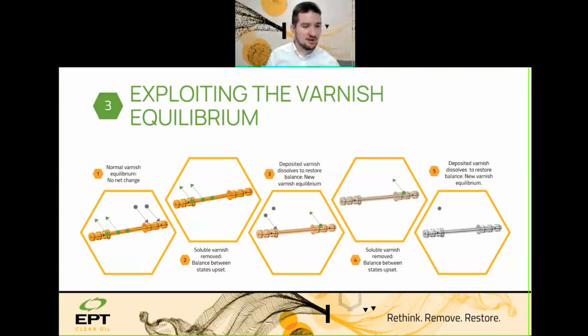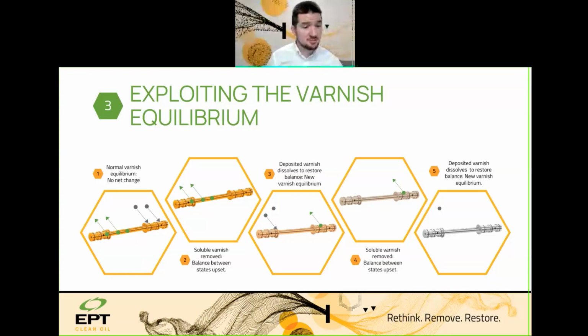Insoluble varnish we've shown as green dots here. Soluble varnish floating in the oil around the spool is shown as gray dots. And you can see that they are at equilibrium with one another. They are interconverting at an equal rate, no net change in the amount of either. What happens if you remove the soluble varnish that's present using an ion exchange resin, ICB resin, for instance? Well, you upset the equilibrium between soluble and insoluble varnish.